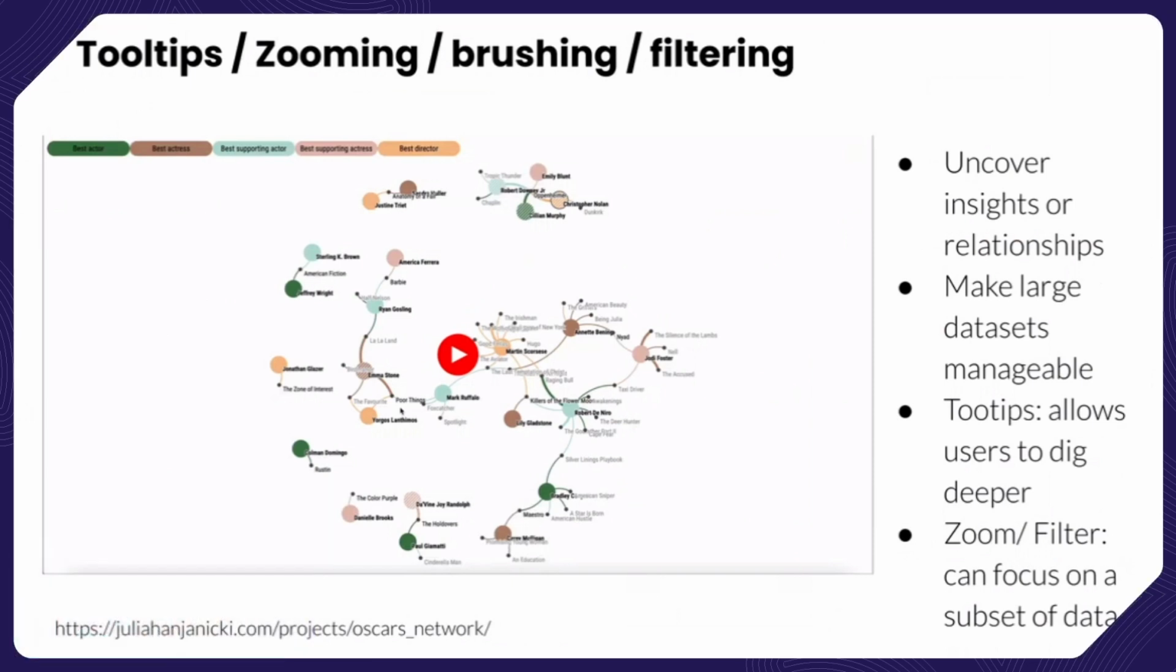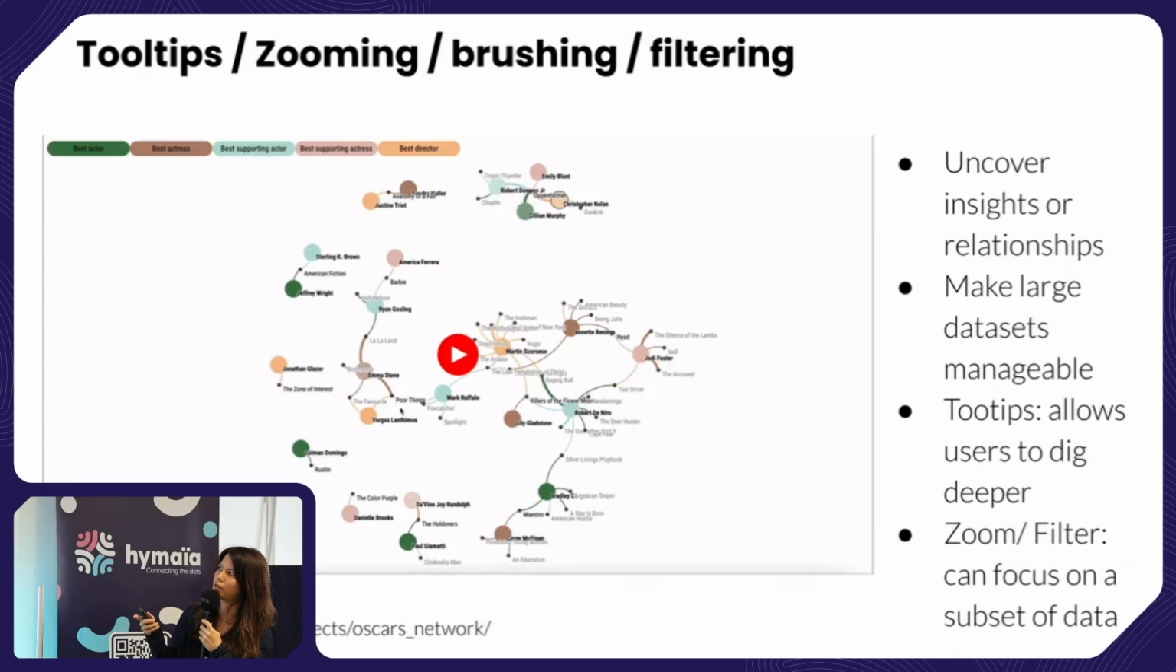It also can make larger data sets more manageable. So for example, this is a graphic I made showing the Oscar nominees this year and across 5 categories and how they're linked to other nominees through film nominations.